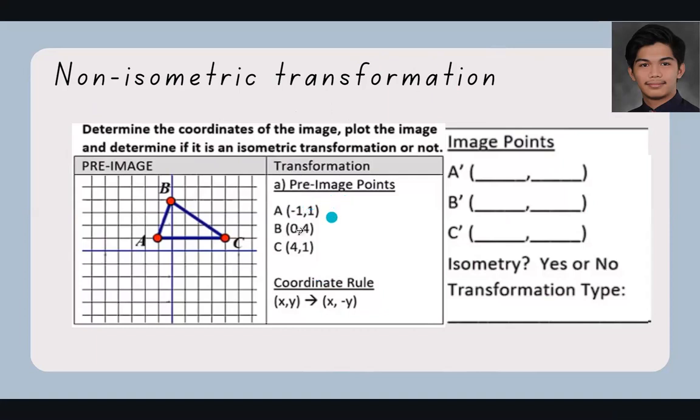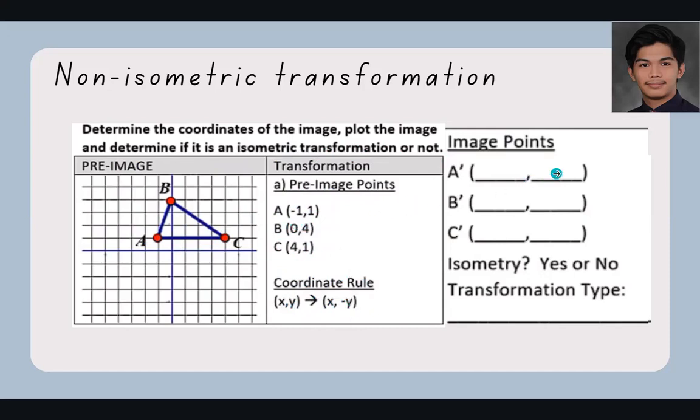Now, here is an example where we apply transformations in this coordinate grid, where we will use a mathematical equation to perform transformations. It says determine the coordinates of the image, plot the image, and determine if it is an isometric transformation or not. So we have first its pre-image points. By the way, this is what you call the initial points before its transformation. And we have to follow the coordinate rule and transform into this equation.